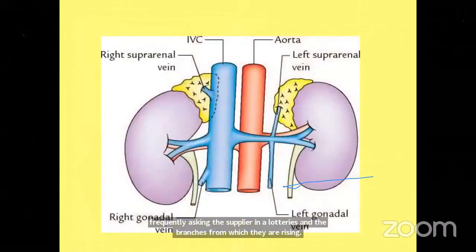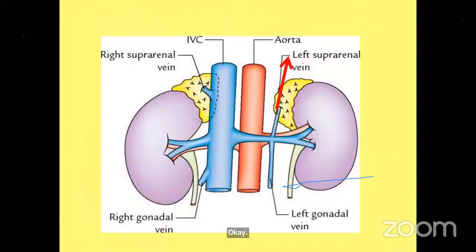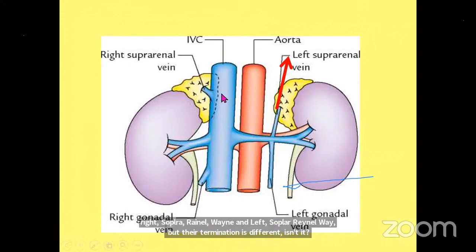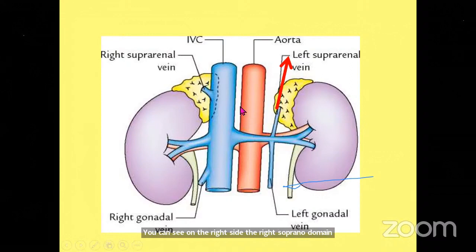Now, what about the veins? You should be knowing about the veins as well. So the suprarenal veins come from right and left. You call them the right suprarenal vein and left suprarenal vein, but their termination is different. You can see on the right side, the right suprarenal vein is directly draining into the inferior vena cava, whereas the left suprarenal vein is again draining into the inferior vena cava, but indirectly. It is actually draining into the left renal vein along with the other vein which is draining into the left renal vein.